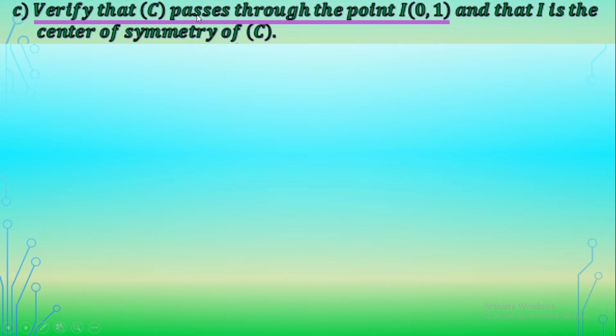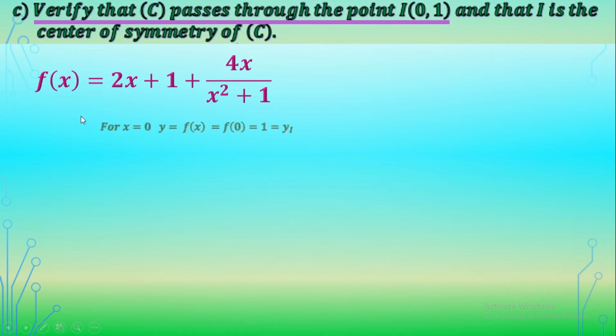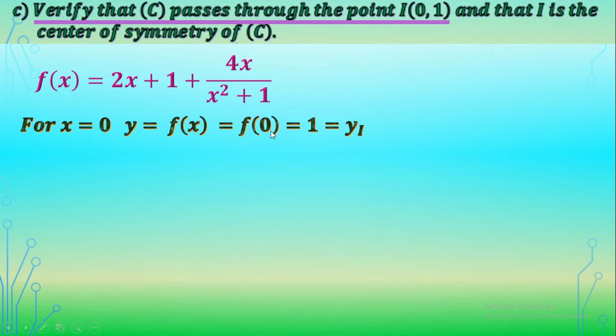Now verify that C passes through the point I having the coordinates 0, 1. How to verify it? Note that for x equal 0, we will have y equals f of x, so it will be f of 0. We replace x by 0. Note that if we replace x by 0 here, it will be 0, and this fraction will be 0. What remains for us? 1. Then y equals f of 0 equals 1. Note that 1 is equal to yi, so f of xi is equal to yi. Therefore, we can say that the curve C is passing through the point I, having these coordinates.